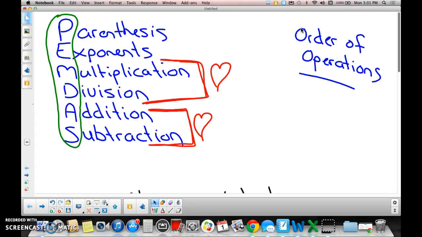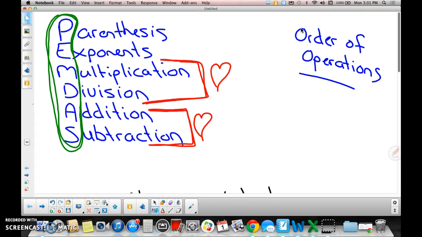First of all, if you have forgotten, which hopefully you haven't, we've got PEMDAS, which is how we're going to remember the order of operations and what comes first, second, third, fourth, fifth, and sixth. The P stands for parentheses, the E exponents, M for multiplication, D for division, A for addition, S for subtraction.